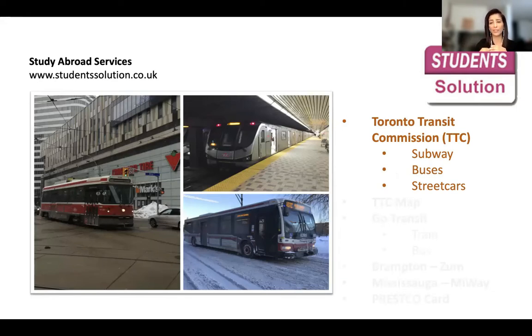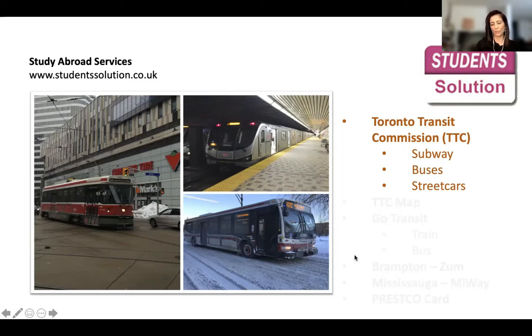So what is TTC? TTC is basically the transport system of Toronto, it's in the name right there. It consists of subway, buses, and streetcars. We have a photo of each here. This is a streetcar on the screen. I'm sure all of you know about it because pretty much every country has it. It's either called a street rail or something, but over here we call it a streetcar.